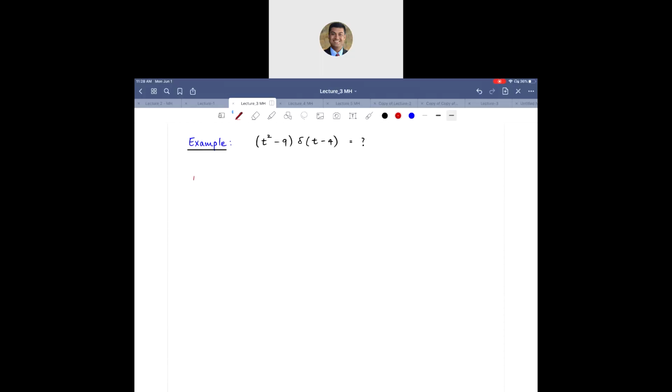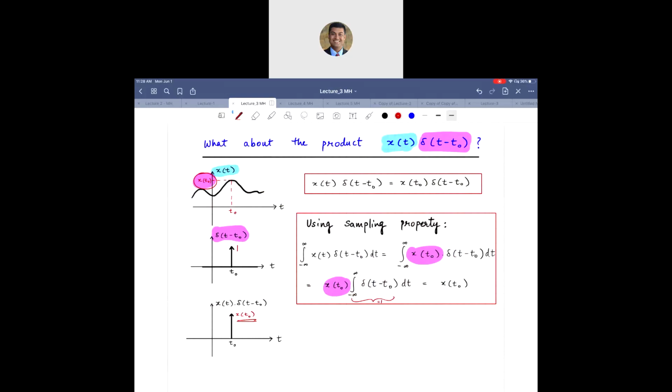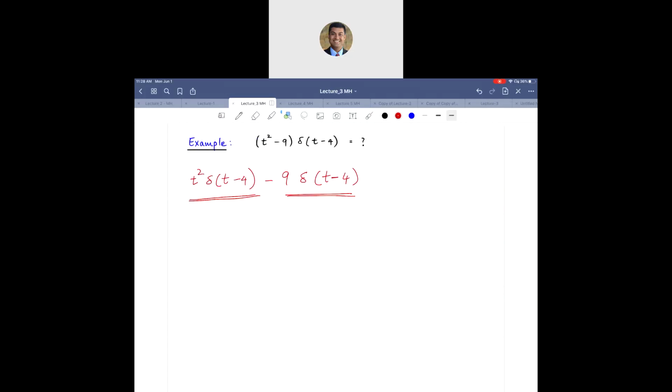If I expand this, what do I have? I have t squared delta of t minus 4, so an impulse at time 4, minus 9 times delta of t minus 4. I can't do anything about this. This is as is. But I can do something about this. I can use the product rule that we just talked about. So I need to evaluate x of t0, and then I also have to have delta of t minus t0. So what would that be? That would be 4 squared delta of t minus 4 minus 9 delta of t minus 4.